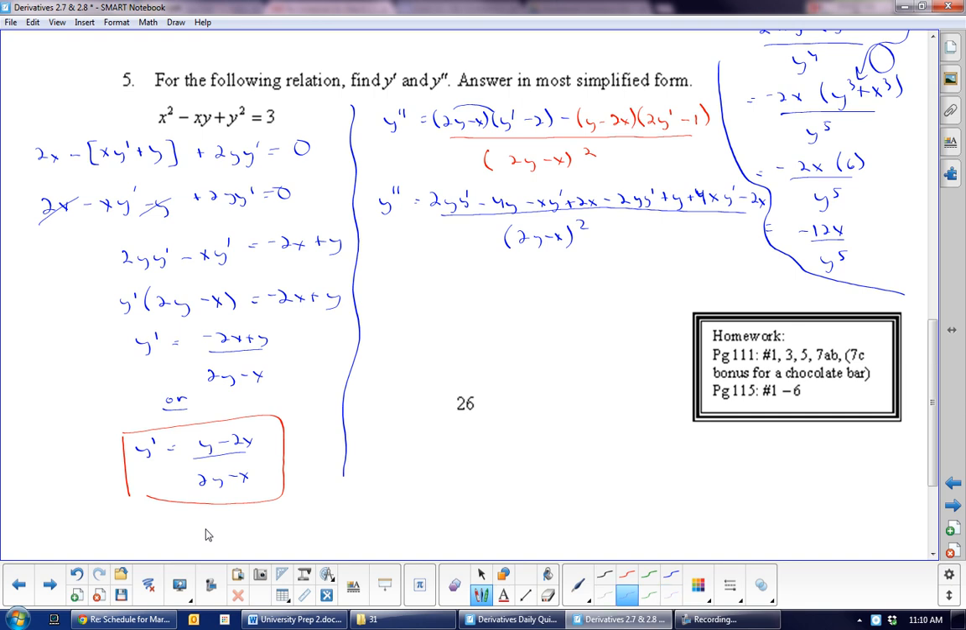Okay, so y double prime. Let's get rid of some stuff. I got a 2y y prime here, minus this one. No, because it's 3 negatives, so minus, minus, minus. Okay. Then I got minus 4y minus x. I can't get rid of that. I can get this positive 2x, and that negative 2x is gone.